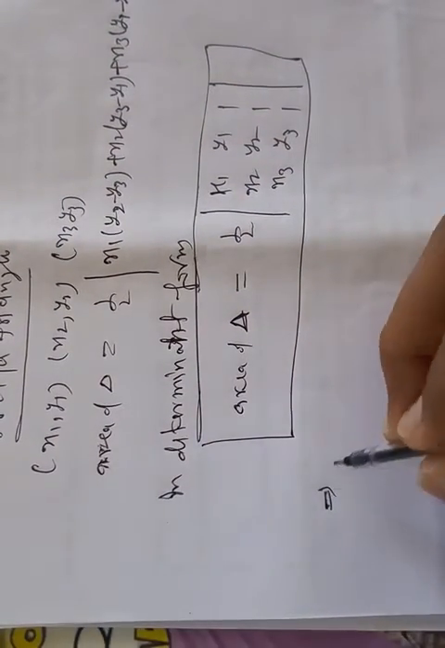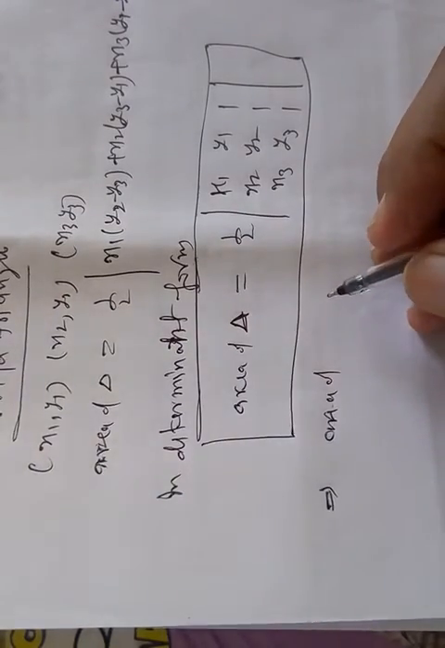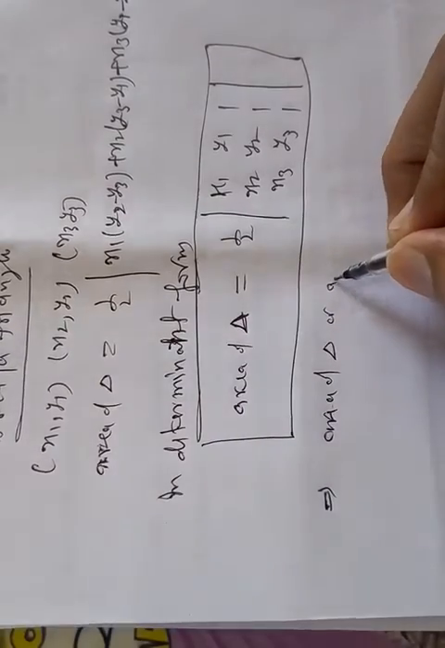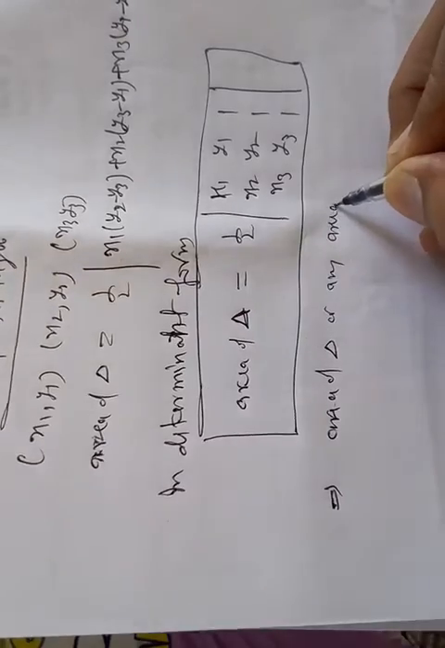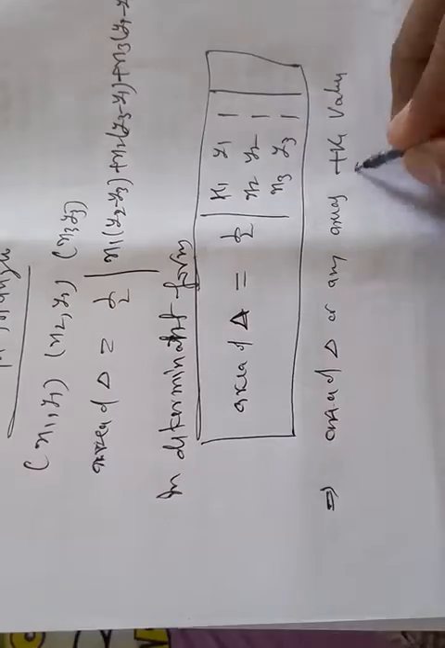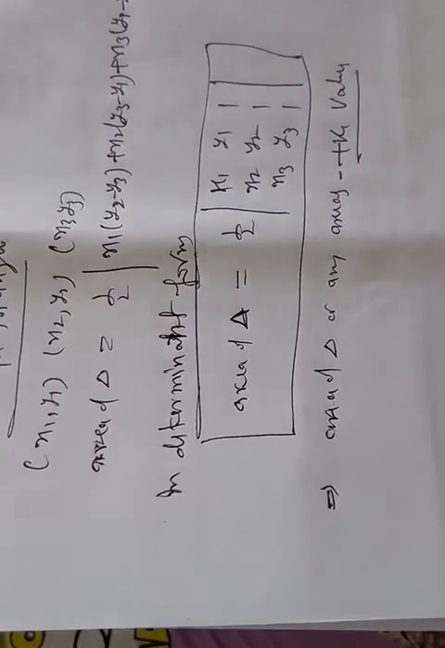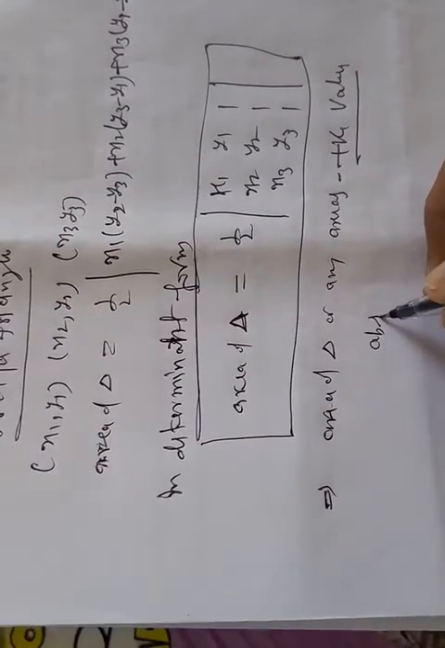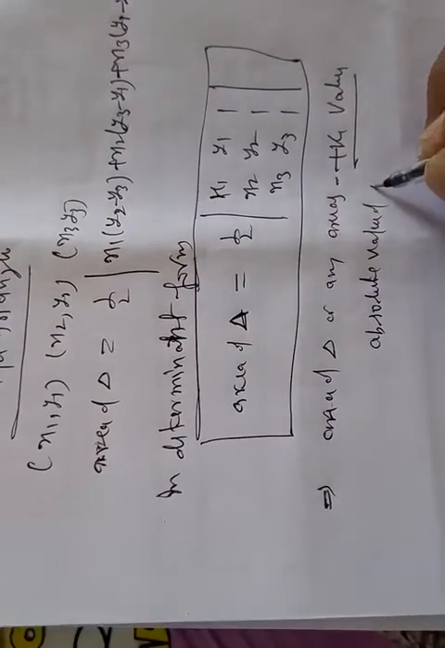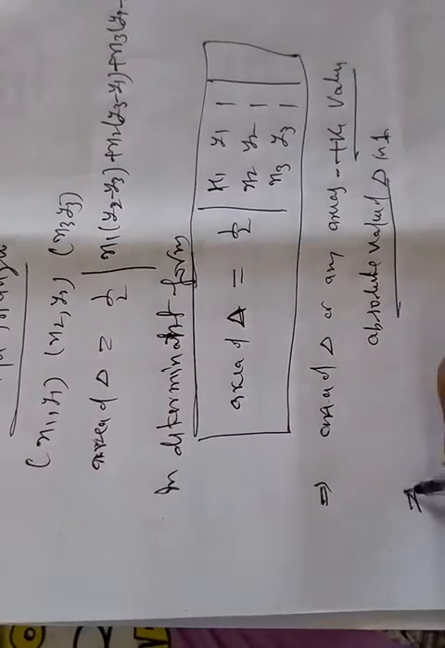First condition: the area of any triangle is a positive quantity, a positive value. Area is not negative, only positive. So we take the absolute value of the determinant. Okay?